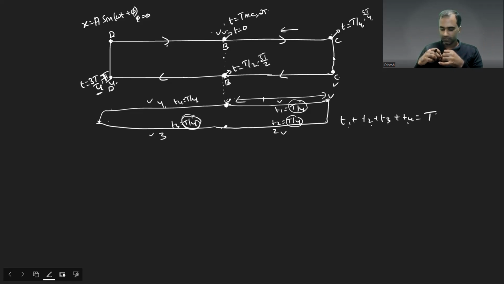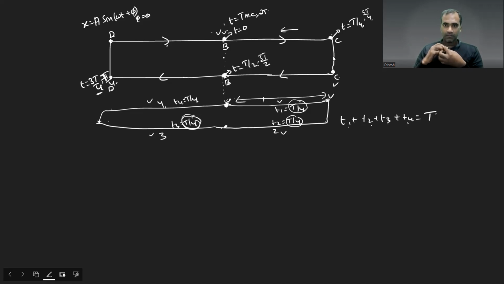D to D. After how much time will it come back to the same point? That is what I'm asking. T seconds. Correct. Purnashri, what is the time taken to go from D in the positive direction? T by 4. Okay.